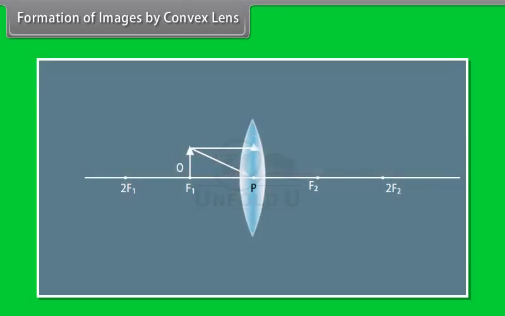When the object is placed at F, then the image is formed at infinity. The nature of the image is real, inverted and enlarged.